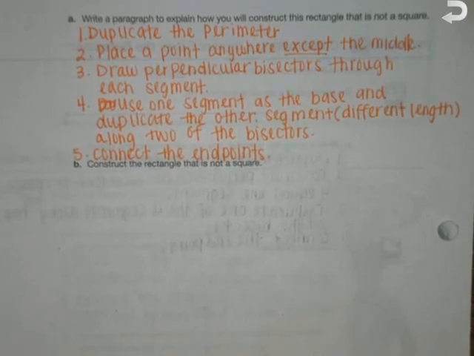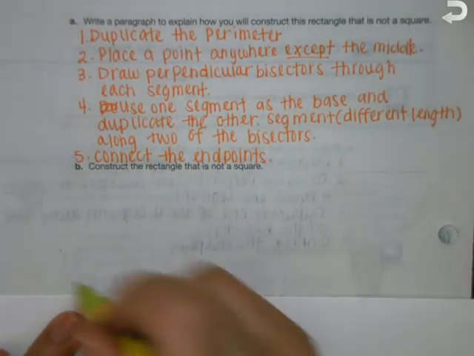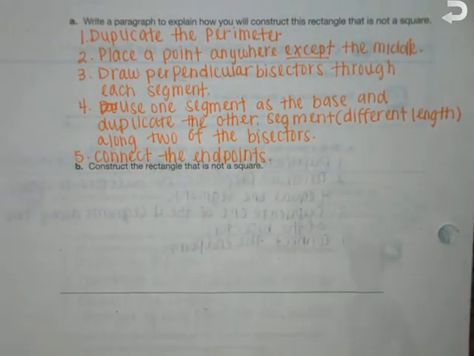Okay, so let's construct our starter line and do it about halfway down the page again because we're going to do some bisectors. So there's my starter line.